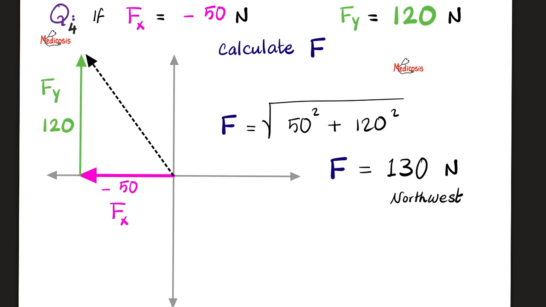Here's the same answer in color, -50. You have to go to the left side on the x-axis, and then the Fy is positive 120, so you go up, which means the net force is here in the second quadrant. Use Pythagoras to find F. Easy peasy, don't forget the magnitude and the direction.